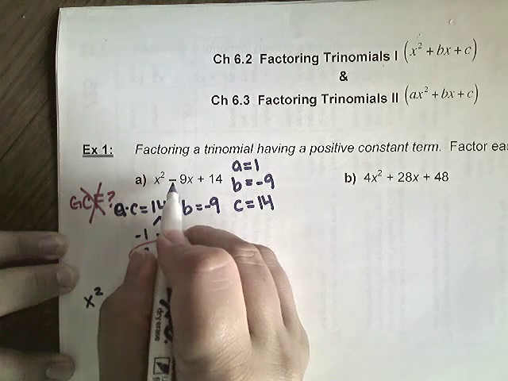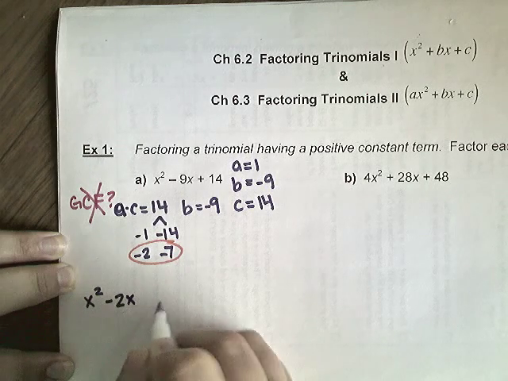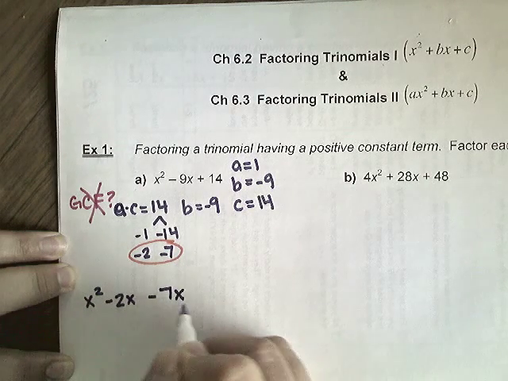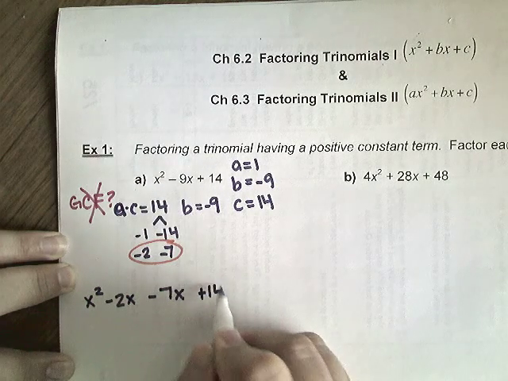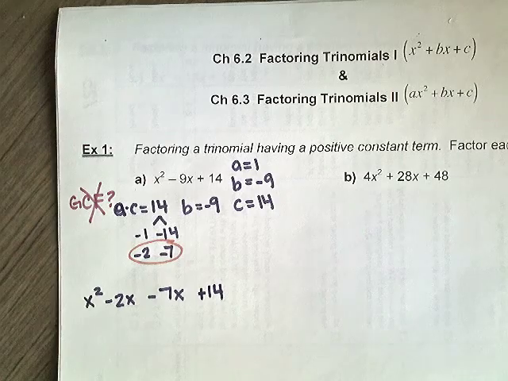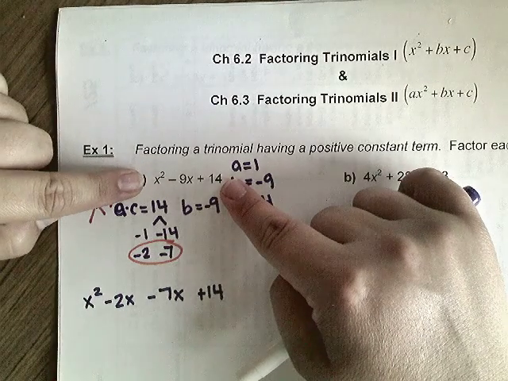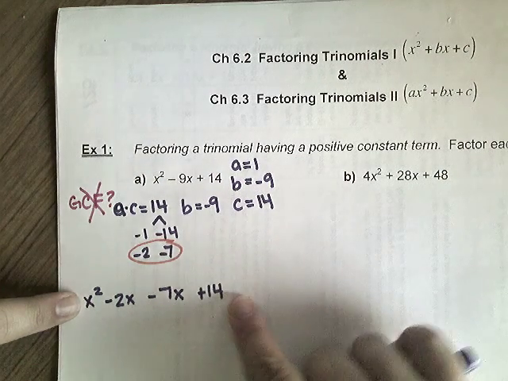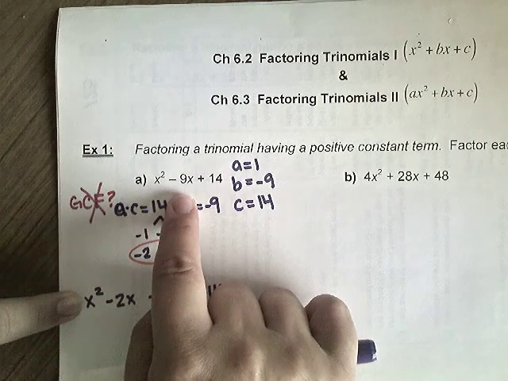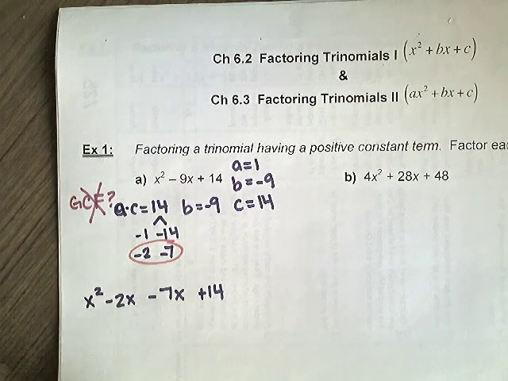And then instead of writing -9x, we're going to write -2x minus 7x. And then we're going to drop in our plus 14. So again, we're rewriting our original trinomial now with 4 terms, but we're expanding it. So we're splitting up that middle term to be minus 2x minus 7x.